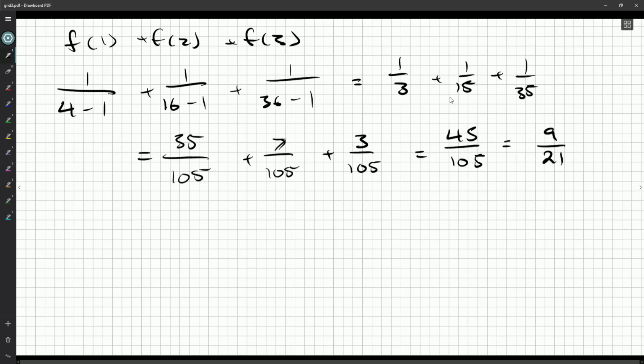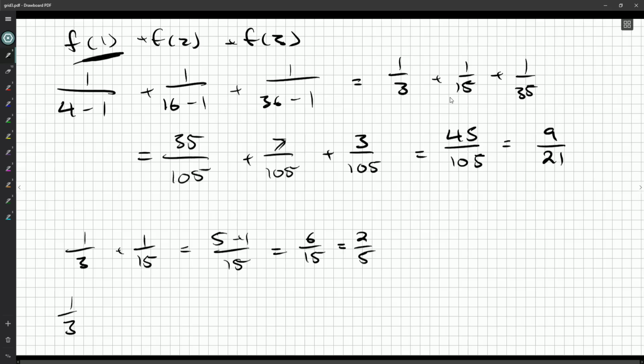All right. Before moving on, let's look at just some smaller ones. 1 over 3 plus 1 over 15. Well, that's the same as 5 plus 1 over 15, 6 over 15, and that's going to be 2 over 5. So 2 over 5, then 9 over 21. Okay, and then if we just had 1 over 3 by itself, maybe we were just doing F1, we'd have 1/3, 2/5, 9/21, and maybe we're not seeing a pattern. That's okay.